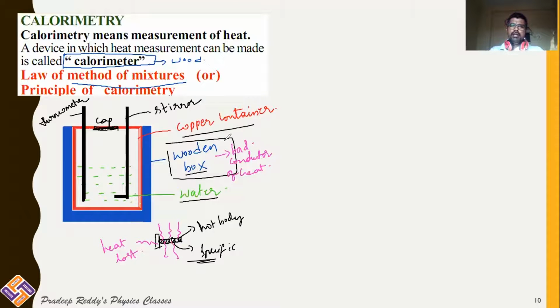Along with that, we are taking a copper container, and in that we will take some water in order to measure the specific heat of any substance, because the specific heat of water is already known. It is 1 calorie per gram degree Celsius. This is known. Now I want to find out the specific heat of any substance. So first let us calculate specific heat of solids.